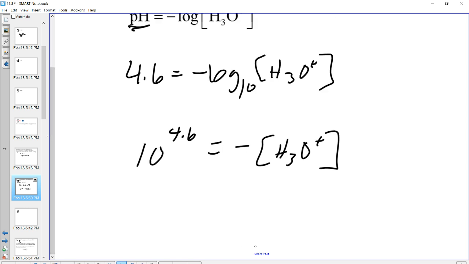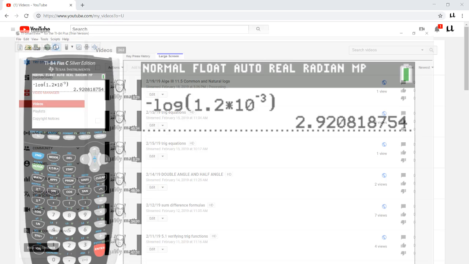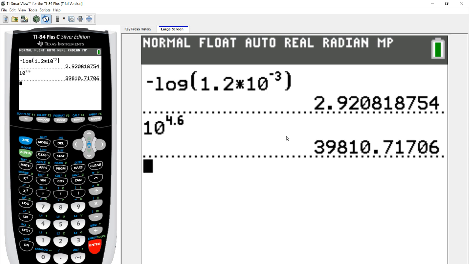In our calculator, we've got 10 to the 4.6. There's that. And then, of course, I can just make that into the negative number if I needed to.